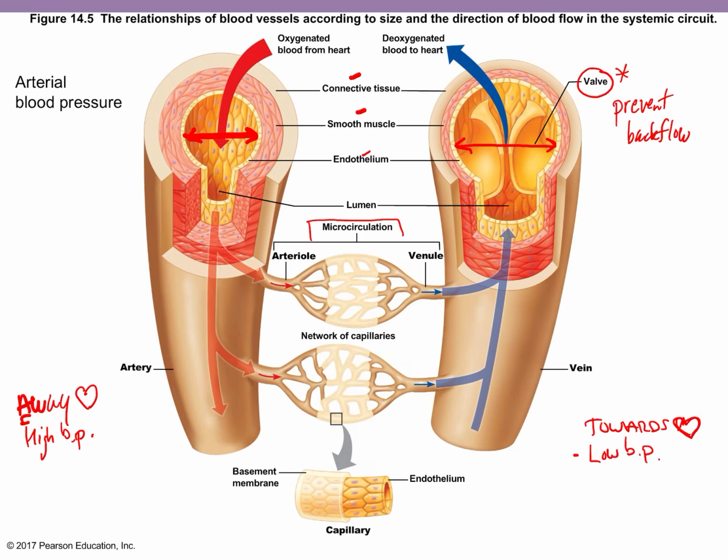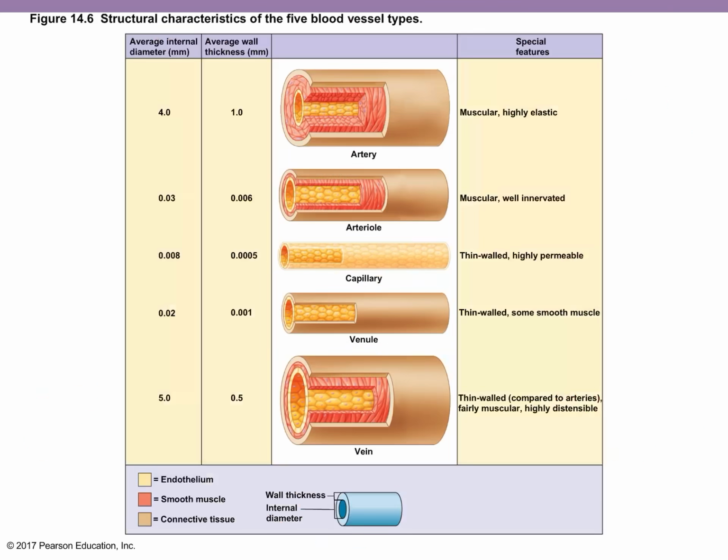Last thing to take a look at here is our arterioles and venules. So we can see the word microcirculation. Microcirculation is the circulation you find in arterioles, in the capillary network in the middle here. These are capillary networks, and then our venules. So we'll look at that a little bit more closely. And then here is our capillary, where we only have an endothelial layer and its accompanying basement membrane.